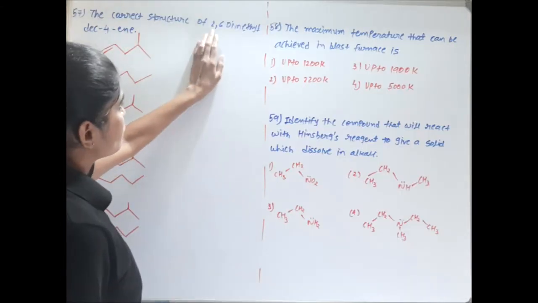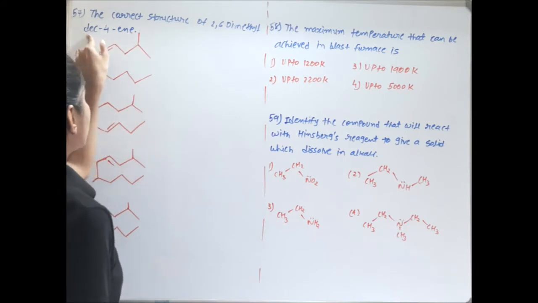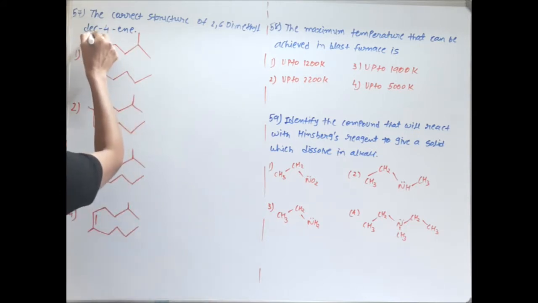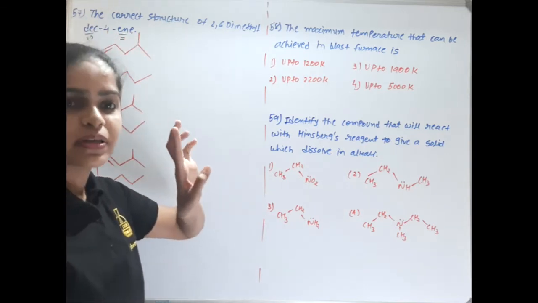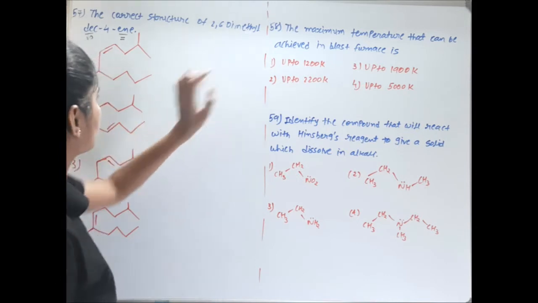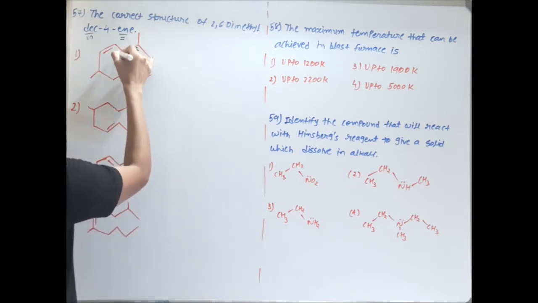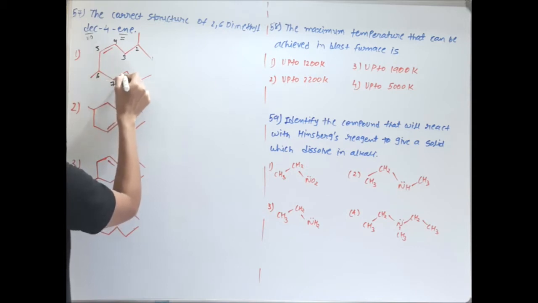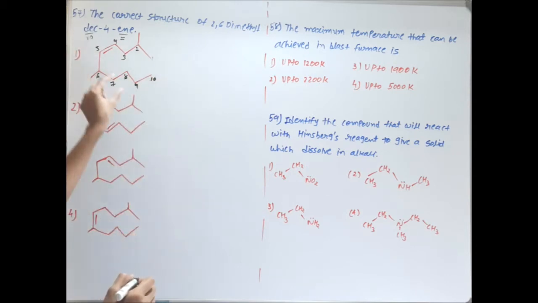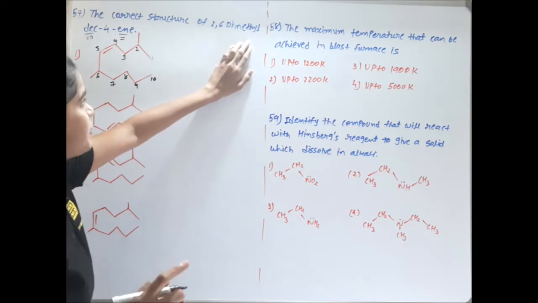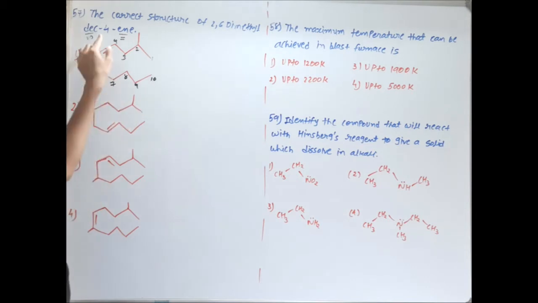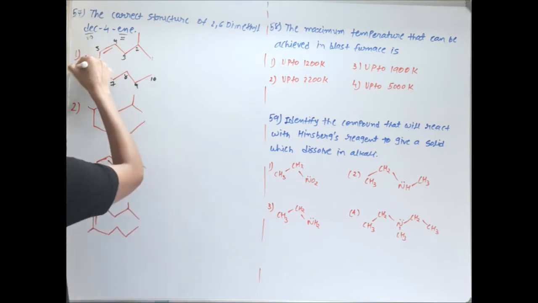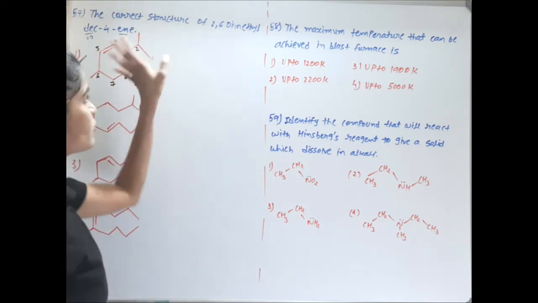And the correct structure of 2,6-dimethyldec-4-yne. Dec means 10, and yne means triple bond. This is 4-yne, so the triple bond is present at carbon number 4. For 2,6-dimethyl, numbering 1, 2, 3, 4, 5, 6, 7, 8, 9, 10, dec means 10 carbons are present. Then check 2,6-dimethyl: a methyl group is present at the 2 position and at the 6 position. And next is 4-yne: 1, 2, 3, 4, so the triple bond is at 4. So the right option is the first, 2,6-dimethyldec-4-yne.